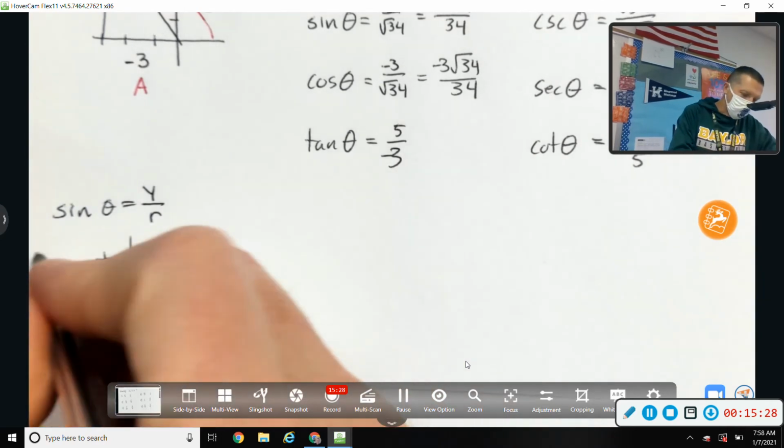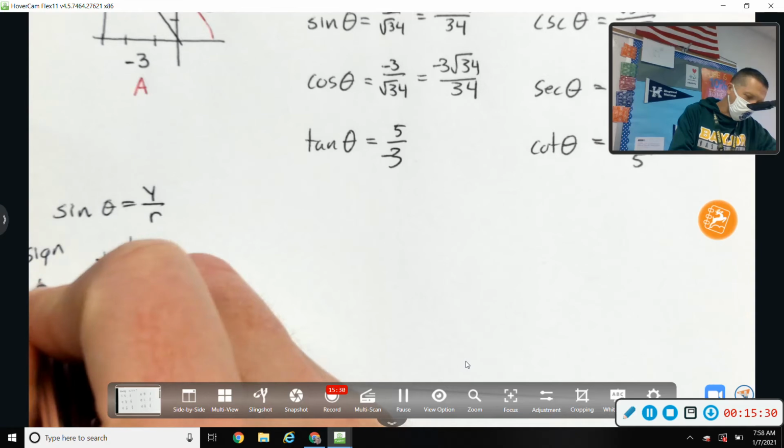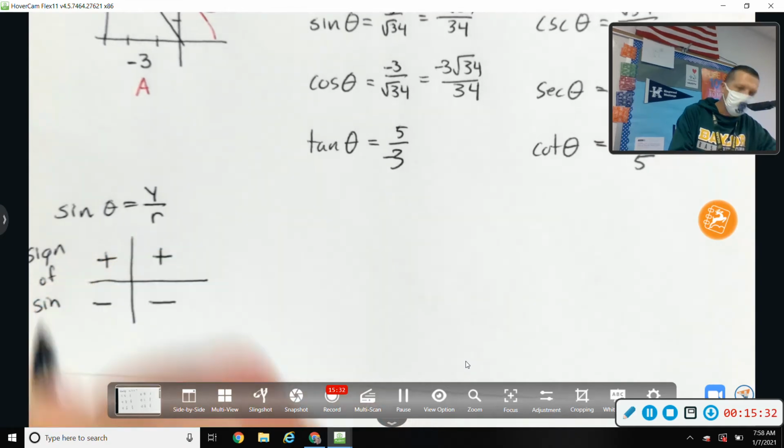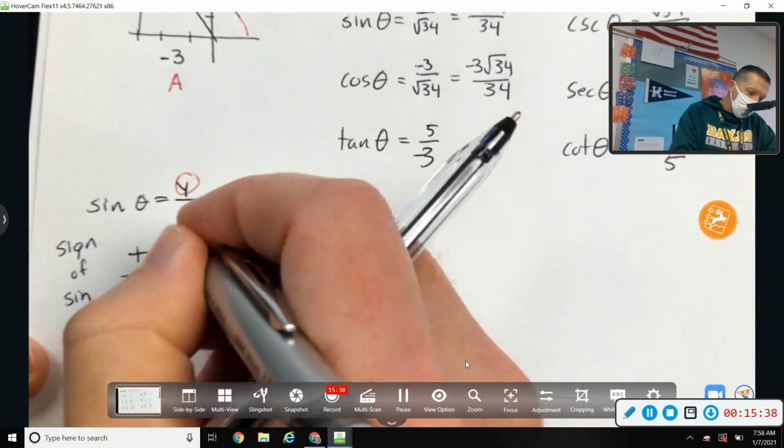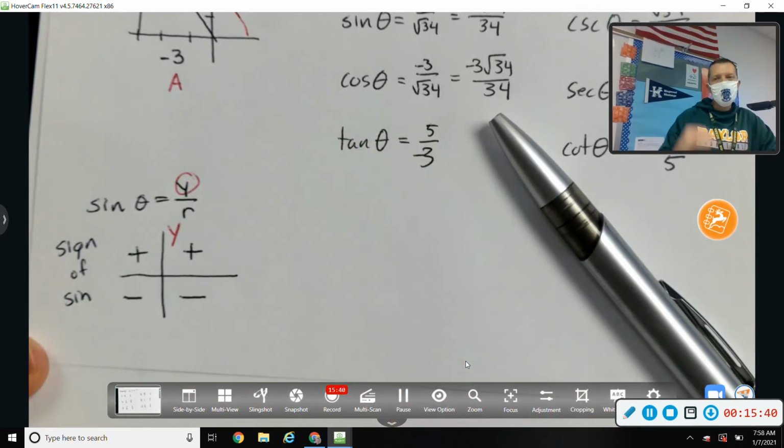So, this one's kind of weird. This is the sign of sine, the SIGN of SIN. Because sine goes with y, it's kind of a y-axis thing. So if we're above and y is positive, then sine is positive.